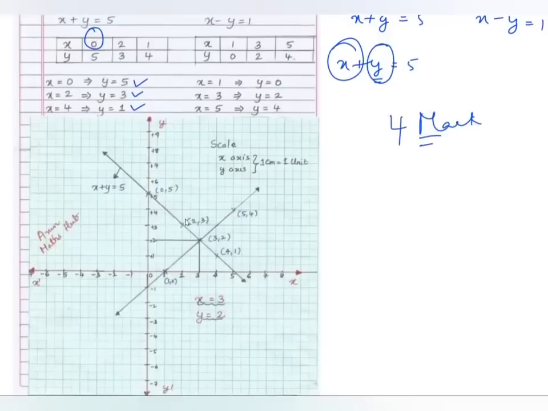After plotting these lines, these two lines will intersect at point 3, 2. Therefore, the value of x equals 3 and y equals 2.